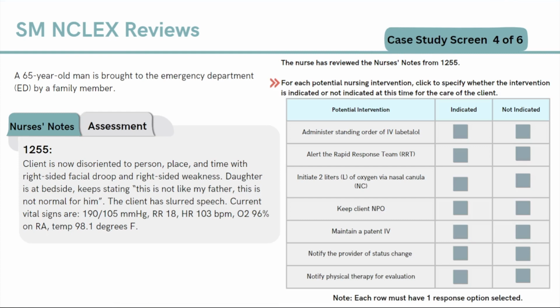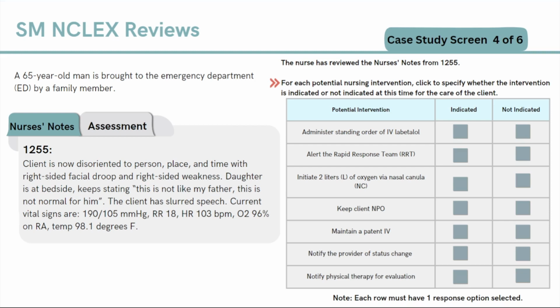Now, moving on here, we obtain more information. Let's review our next piece of information given by the nurse's note. It's timestamped for 12:55. Client is now disoriented to person, place, and time with right-sided facial droop and right-sided weakness. Daughter's at bedside, keeps stating, "This is not like my father. This is not normal for him." The client has slurred speech. Current vital signs are 190 over 105 millimeters of mercury, respirations 18 breaths per minute, heart rate 103 beats per minute, an O2 saturation of 96% on room air, and a temperature of 98.1 degrees Fahrenheit.